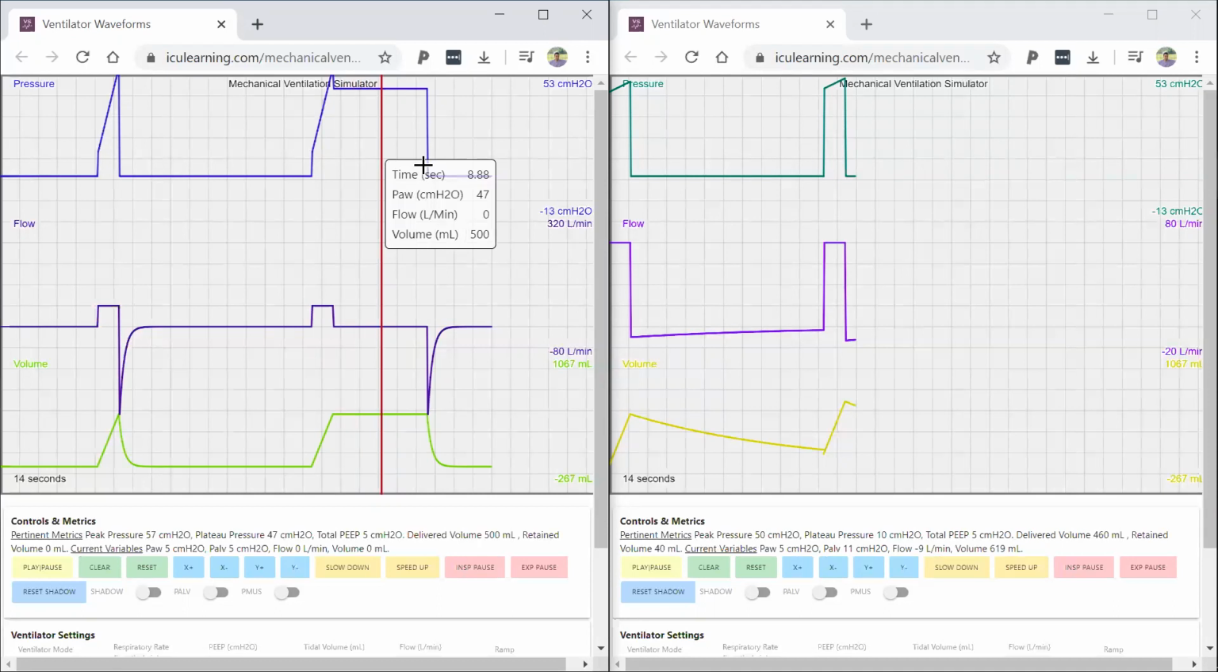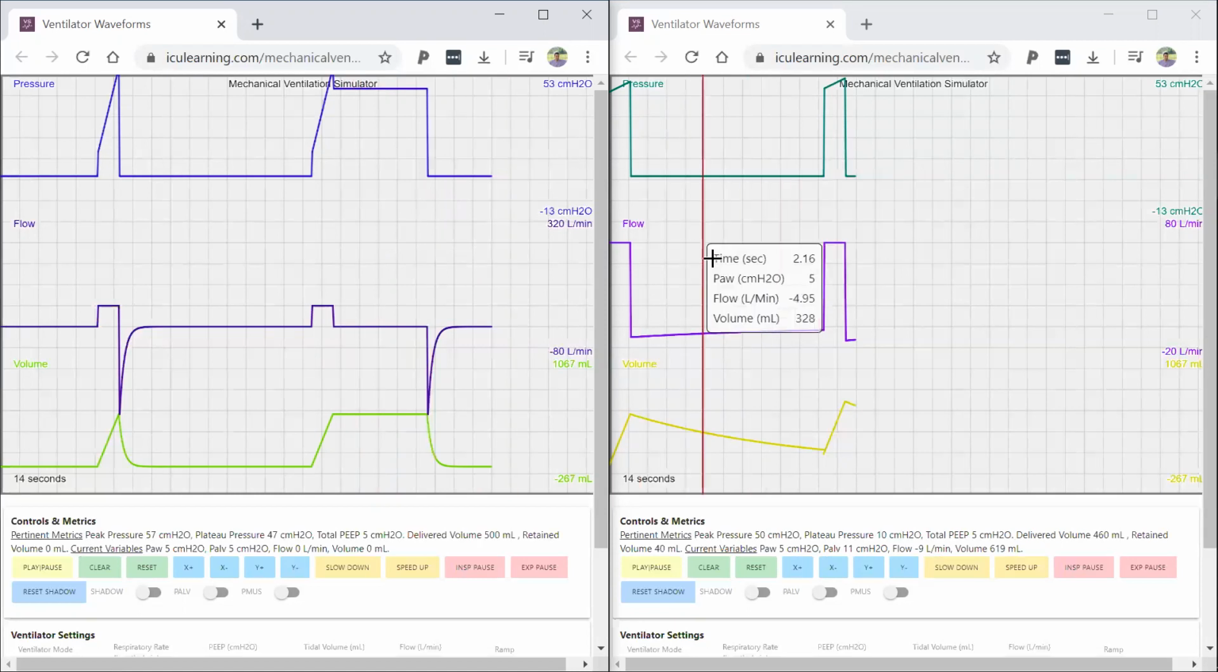The airway pressure here is reported to be 47 centimeters of water. So that means in this instance, the alveolar pressure, or the plateau pressure, in this patient is 47 centimeters of water. That means that the plateau pressure is high, and that means that the patient has low compliance of the lungs or the alveoli. Again, this is a case for a patient with acute respiratory distress syndrome.